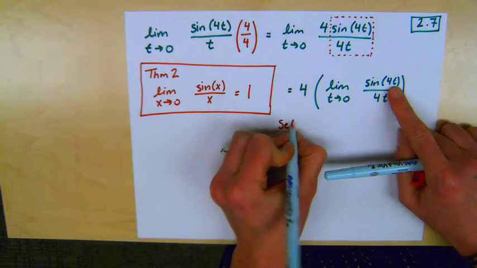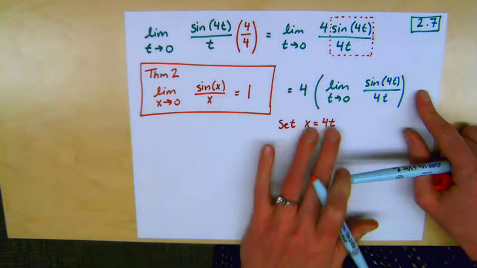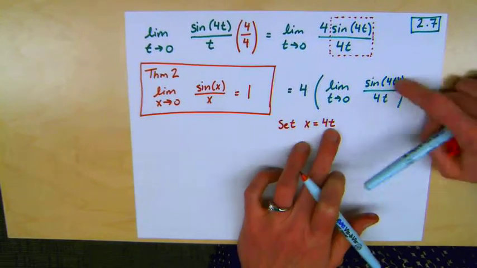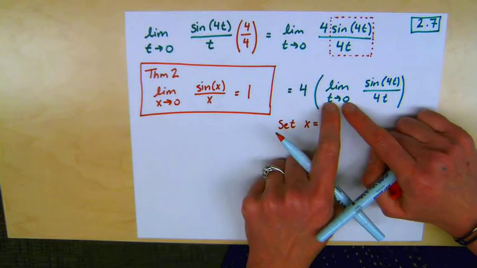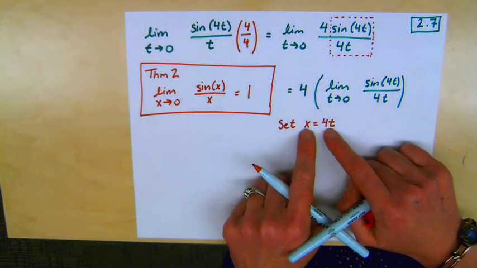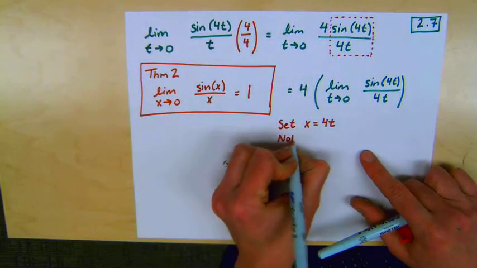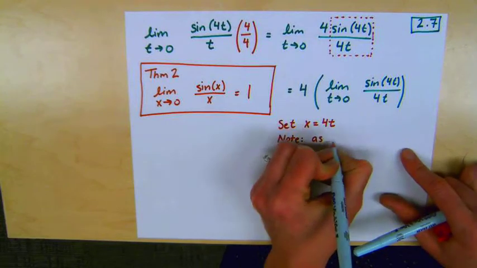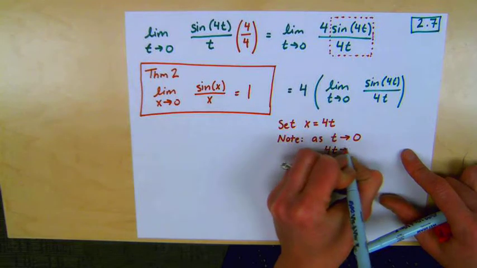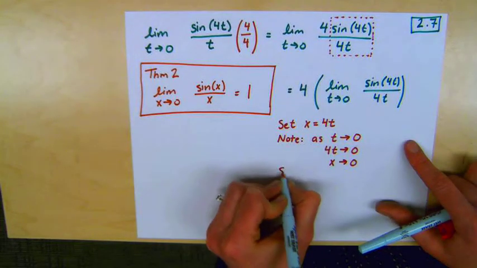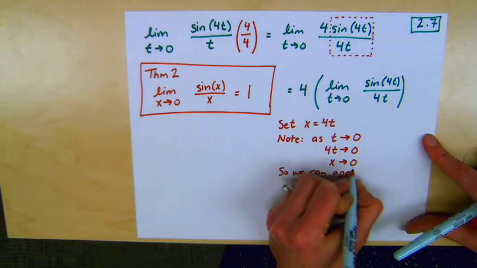Let x equal 4t. Well, why am I allowed to do this? Because I see that if I turn these 4t's into an x, it becomes what I want. I have to be careful about the fact that as t approaches 0, we also have to check that x would approach 0. And in this case, it's true. So I'm going to just note, as t approaches 0, that also means that 4t would approach 0. So we can apply Theorem 2.